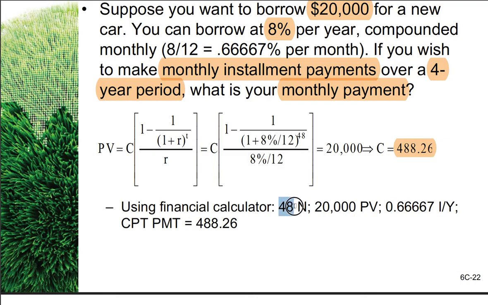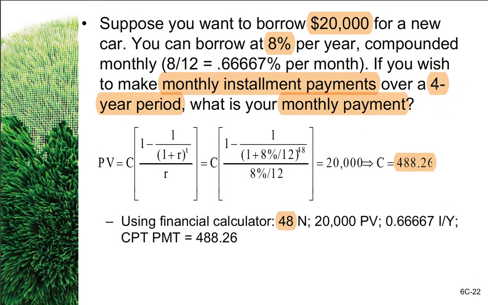You key in 48. Which one will come? 4 multiplied by 12 months, so you will get 48 months. You will get 4 times 12, you will get 48 for the period.